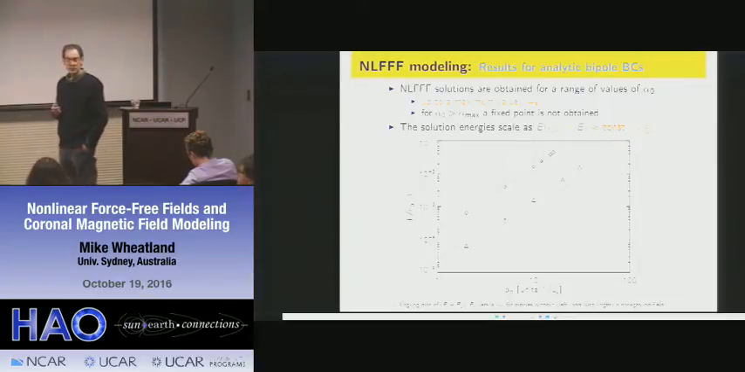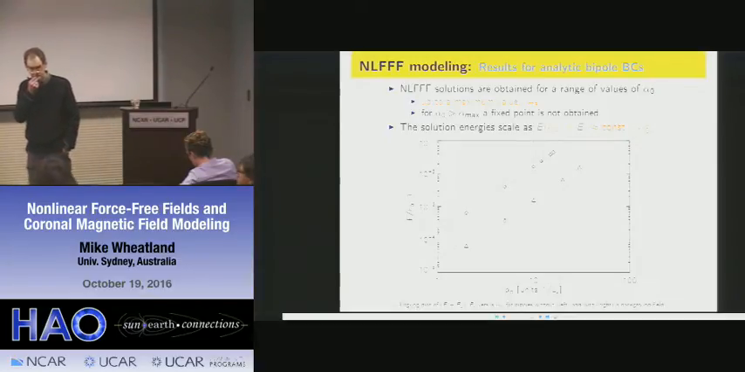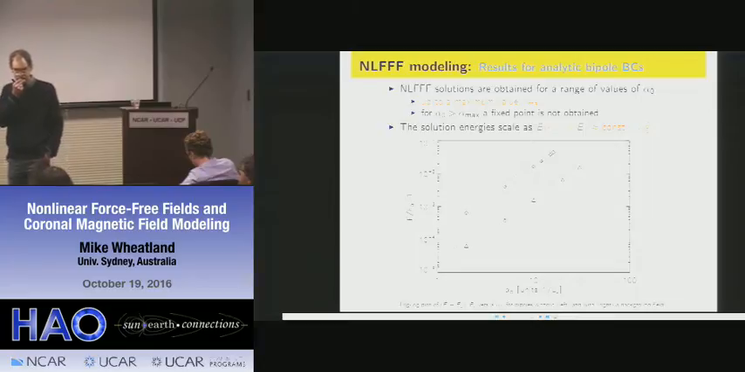Sorry, I have to ask. The low boundary, there is current going through the low boundary? Yes. Okay.